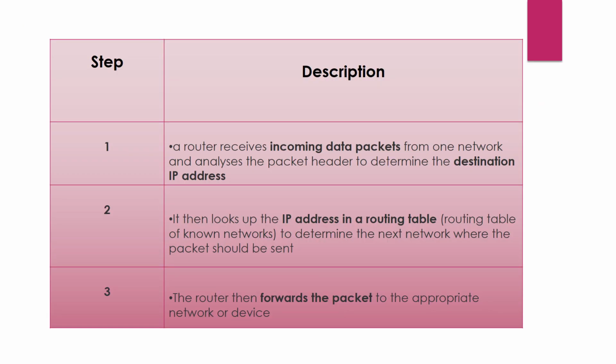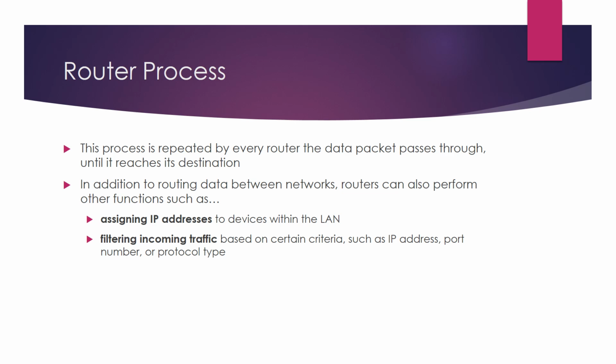So, these are the steps of how data packets work in the network. In the first step, a router receives incoming data packets from one network and analyzes the packet header to determine the destination IP address. In the second step, it looks up the IP address in the routing table of known networks to determine the next network where the packet should be sent. The router then forwards the packet to the appropriate network or device. This process is repeated by every router the data packet passes through until it reaches its destination.